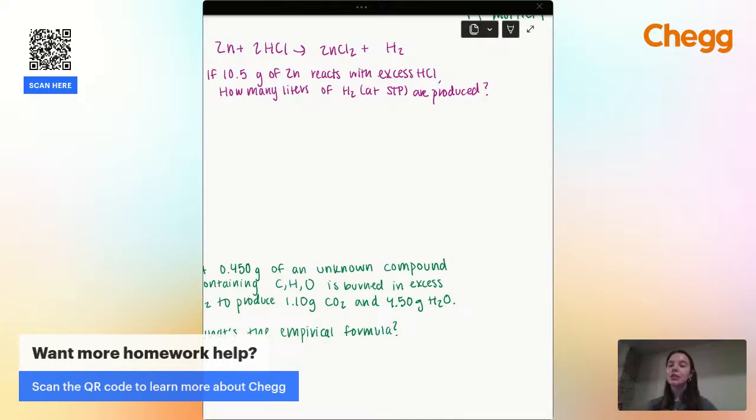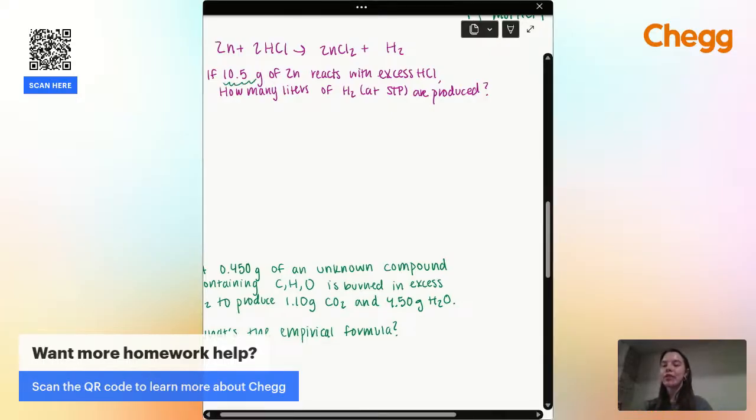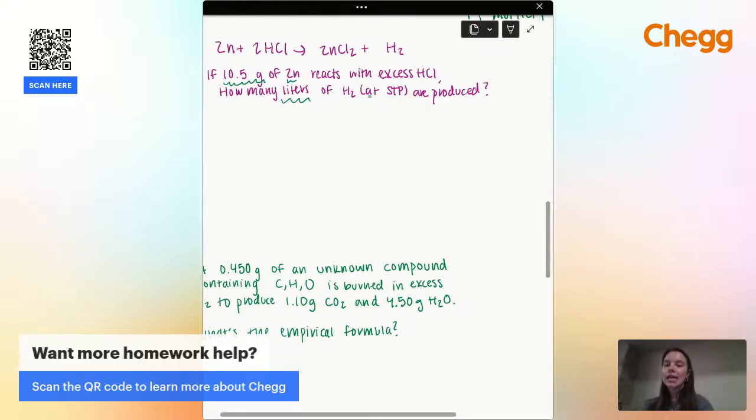So the key components that I would underline for this problem is 10.5 grams of zinc, liters is what we're finding, and then STP. That's all going to be super important in solving this problem. So we're given grams of zinc. Our problem ends in liters of H2. So what we need to do is, of course, find that gram to mole conversion of zinc.